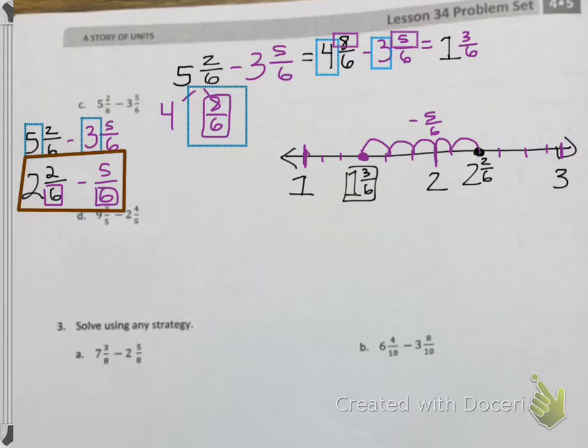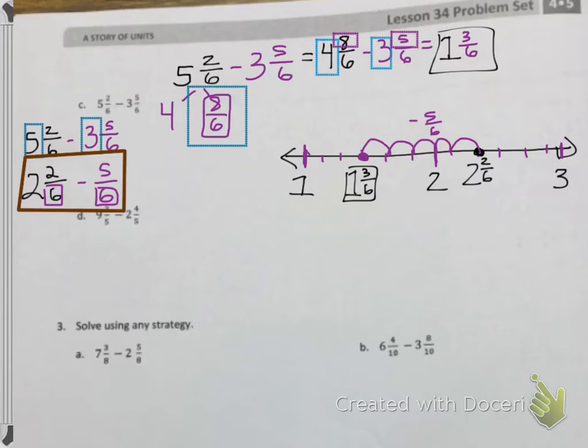Boom. All right. And boom. We get the same answer. Depending on which one you feel more comfortable with, you can do the number line, or you can do where we are making a number bond and adding the whole to the fraction so that we can subtract.